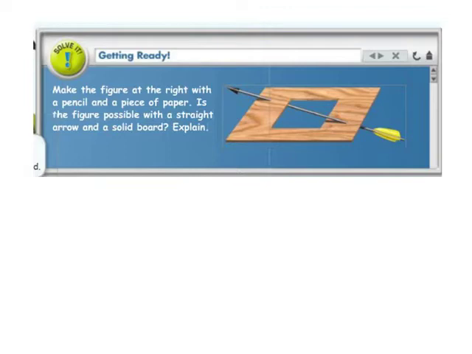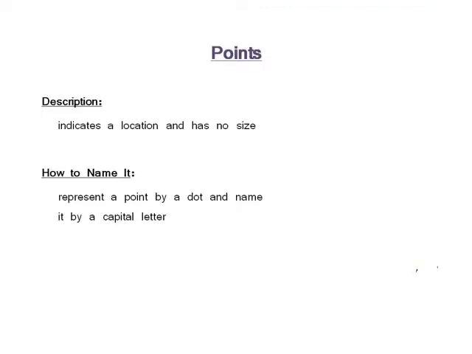And explain. So let me think, how am I going to get that arrow to go through a solid board in two places like that? Do you think it's possible? Well, I'm going to tell you, it's not. The only way that this could be possible is if you could bend that board in some way, but it sure looks possible.